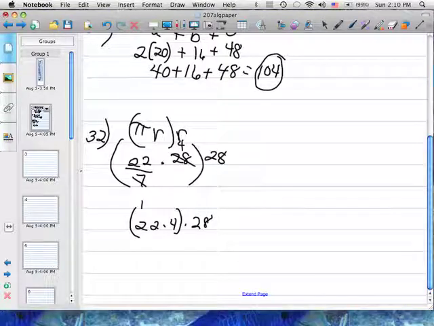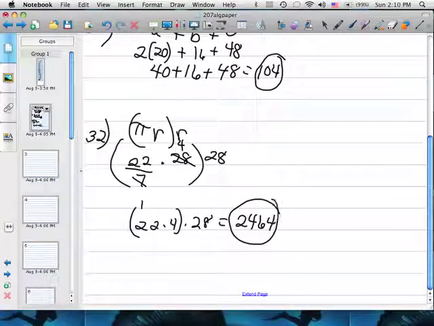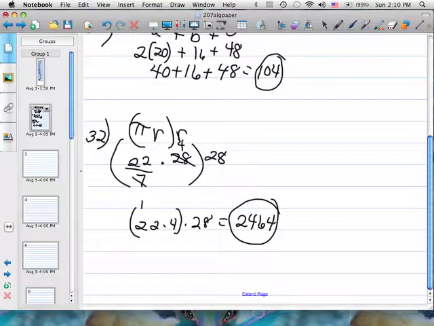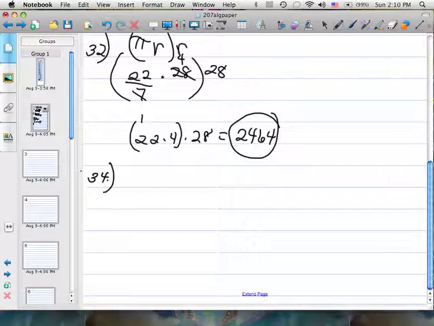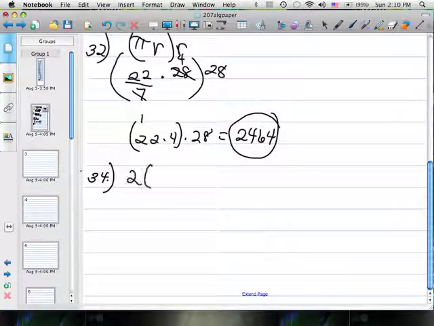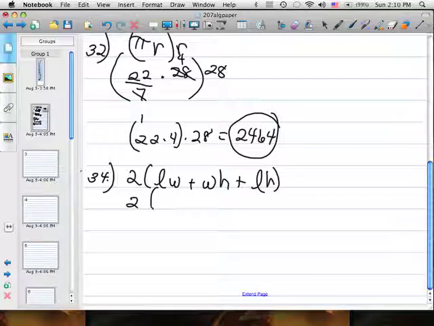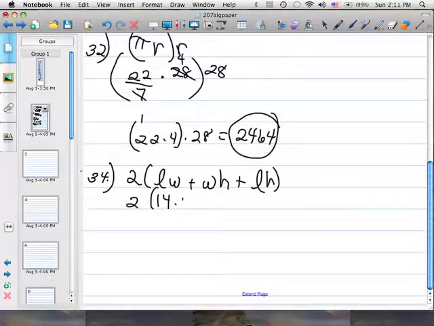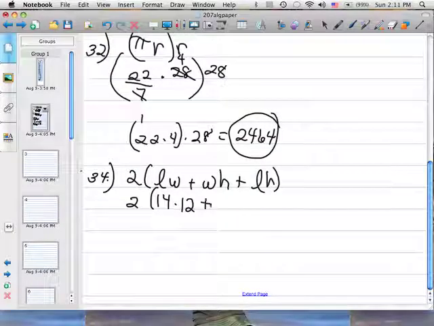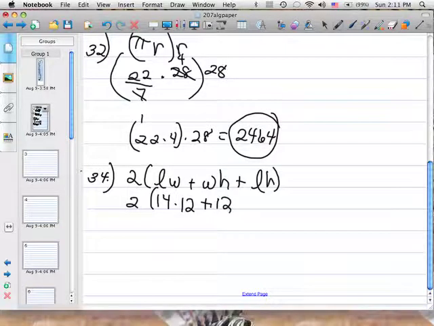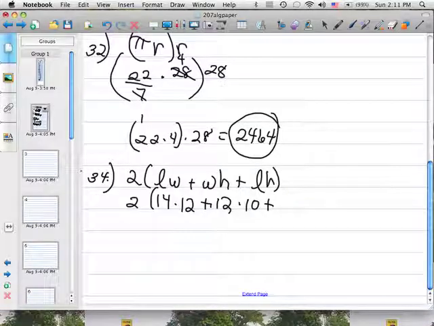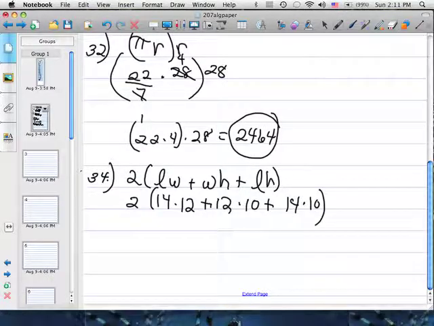The next set of problems say to evaluate each expression in color for the given values of the variables. So they're going to give us formulas, and we substitute the values in and find out the solution. So 30 is the perimeter of an isosceles trapezoid. The formula is 2a plus b plus c, adding up all the sides of the trapezoid. They tell us a is 20, b is 16, and c is 48. So the total distance around the trapezoid, 2 times 20 is 40, plus 16 plus 48. If we add those numbers together, we get 104. So the perimeter is 104.